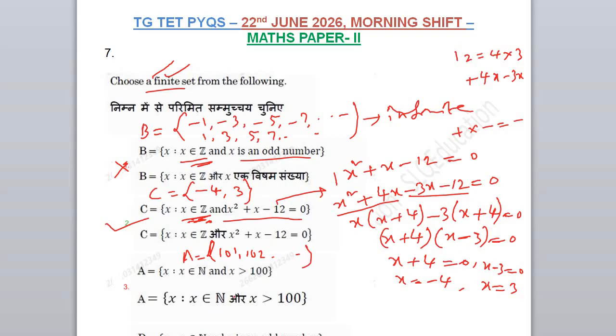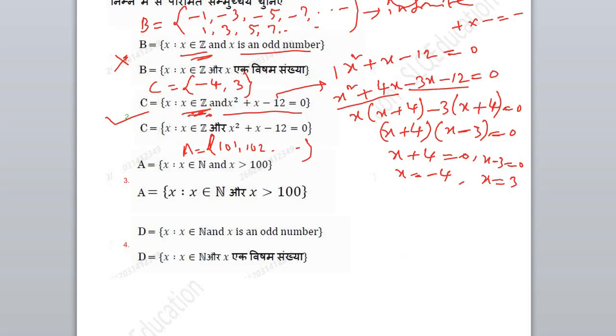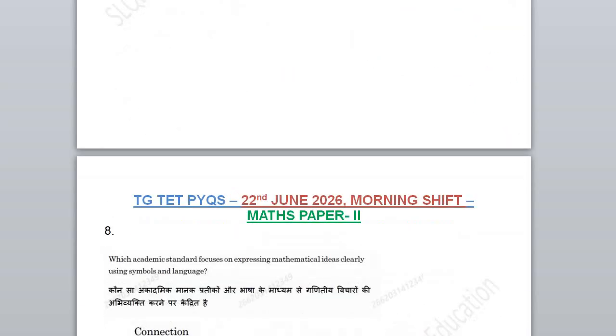This is also infinite. Then the last one we have to check, that is the fourth one. X belongs to natural numbers, and X is an odd number. Natural and odd numbers means 1, 3, 5, and so on. This is also an infinite set. So option 2 is the correct answer. Hope you have followed. Next question follows.